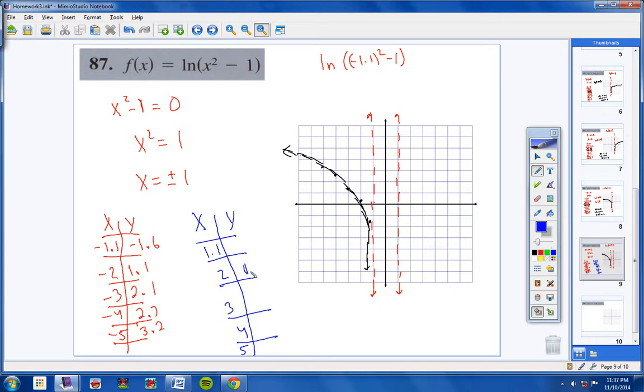1.1. 3 was going to be a mirror reflection, I think. 2.1 for 3. 2.7 for 4. And 3.2 for 5. There we go. And if you put 1.1 in, you would get negative 1.6. So the exact same thing. So here we go. Negative 1.1, negative 1.6. 2 is 1.1. 3 is 2.1. 4 is 2.7. 5 is 3.2. So there we go.